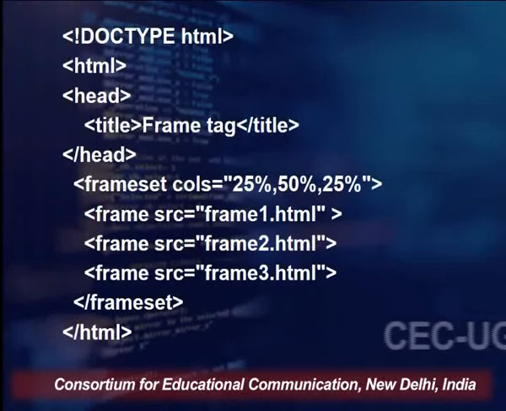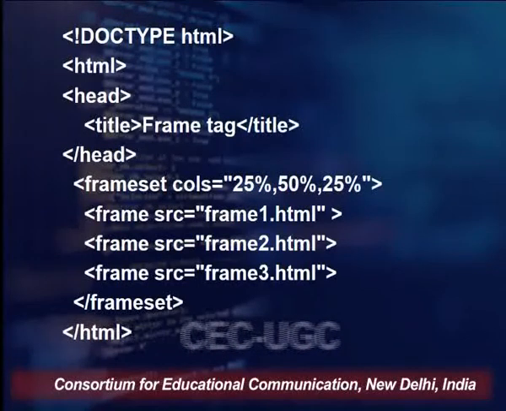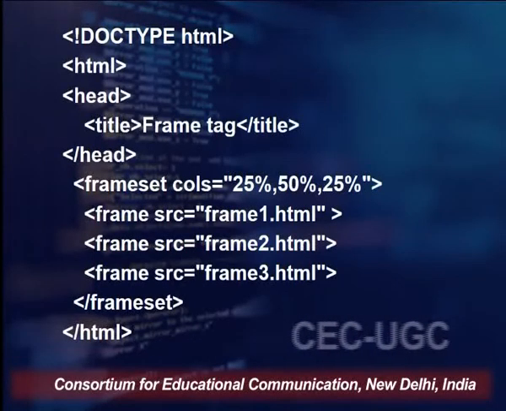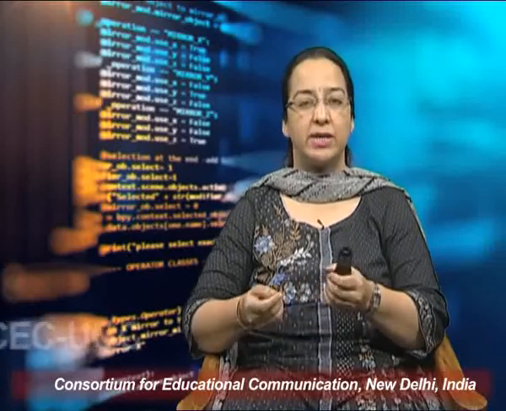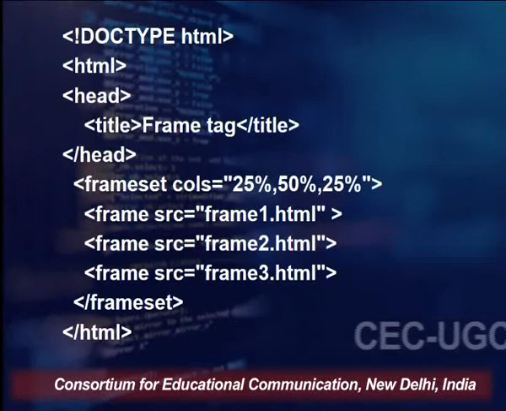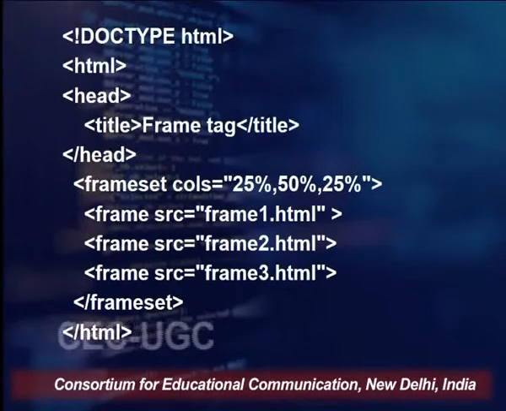So we have frameset cols equals 25%, 50% and 25%. Basically this is going to divide the browser window in a vertical manner, half in the middle, and a quarter on one side and a quarter on the other side. And then we have frame src equals frame1.html, where src is source, then frame src equals frame2.html, and frame src equals frame3.html.